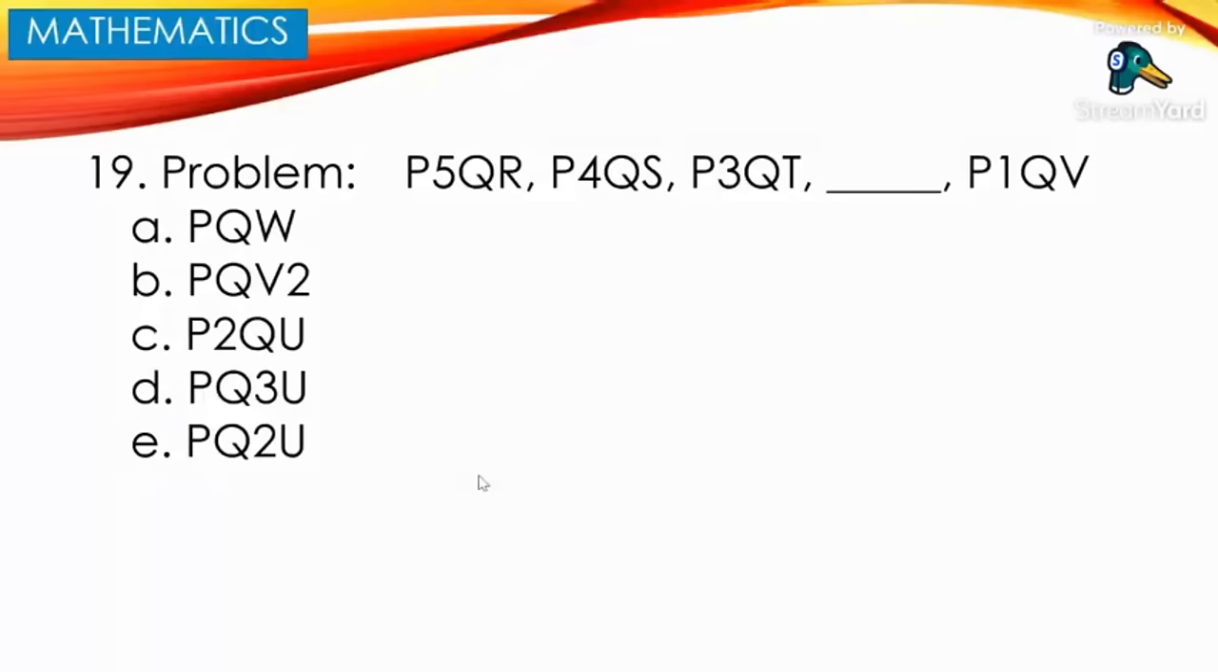So, let's take note na yung nagbabago lang po is yung number at saka yung last letter. Pag tingnan mo parang complicated, but you try to see yung sequence, and yung nagbabago lang po is yung number at saka yung last letter. So, P5Q naging P4. So, this becomes P2Q. So, R, ang pattern is R-S-T-U-V. So, the correct answer is P-2-Q-and-U. So, the correct answer is letter C. C para hindi magsisi.